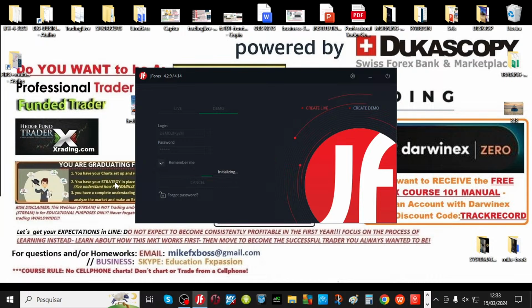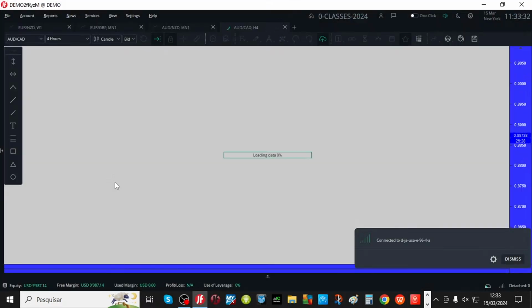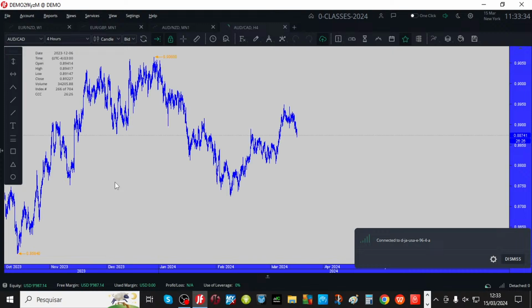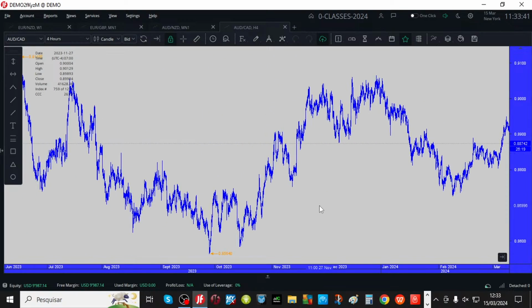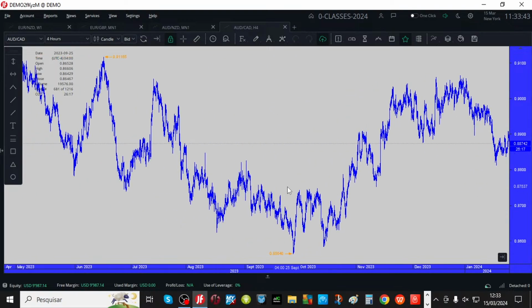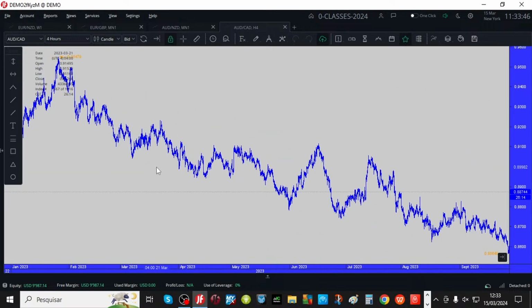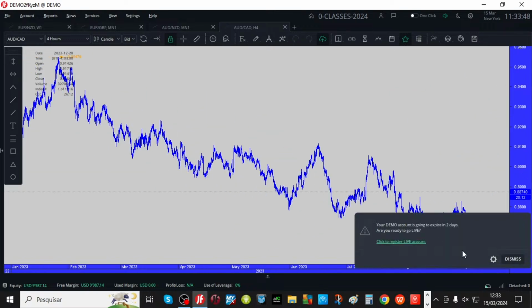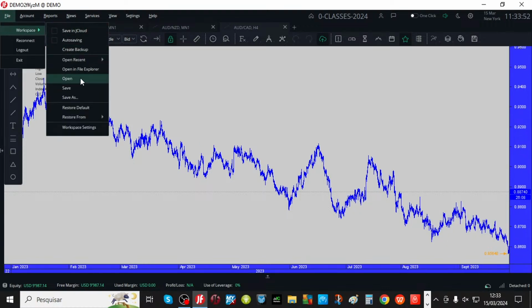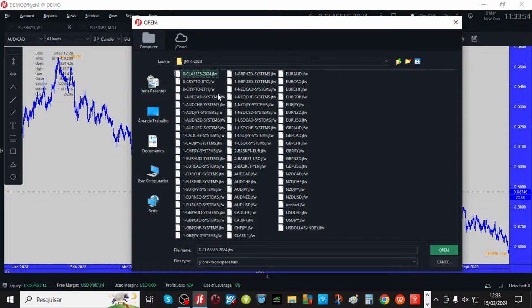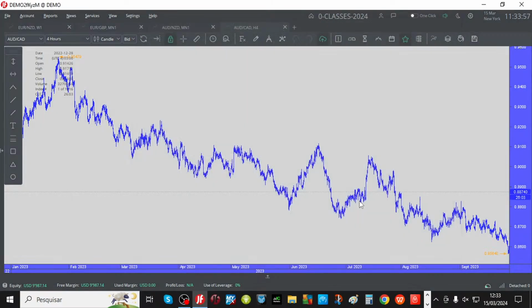Just give me a second for Forex to... Yeah, freaking Brazil, right? Only in Brazil this happens. Now the electricity goes down. I mean, what the heck, right? Give me a second, everybody. Open classes, right? Give it a second.